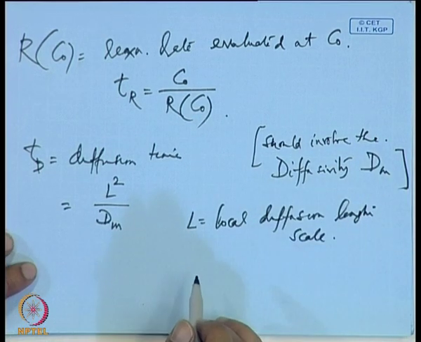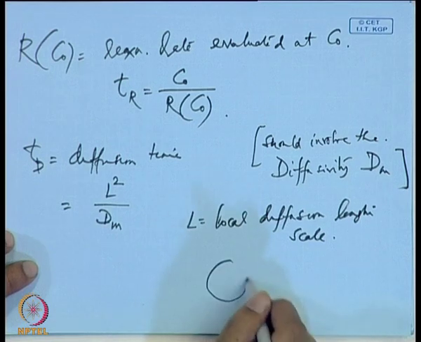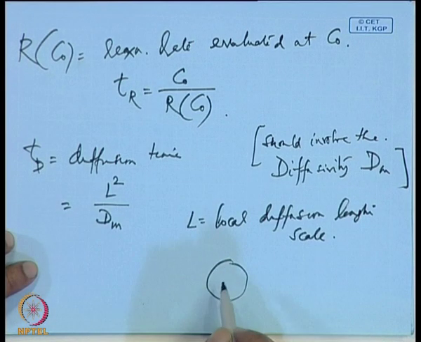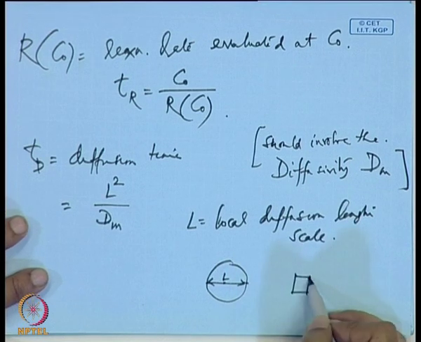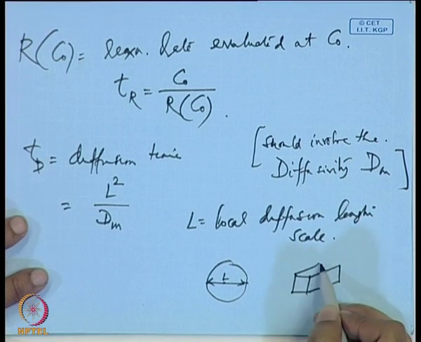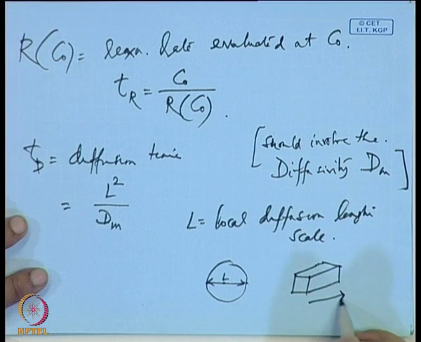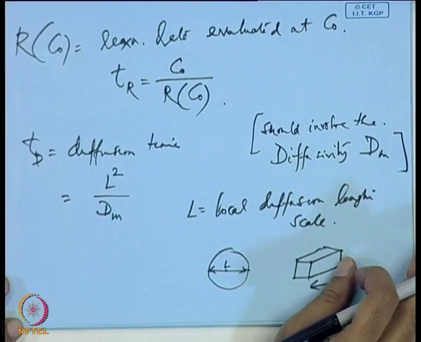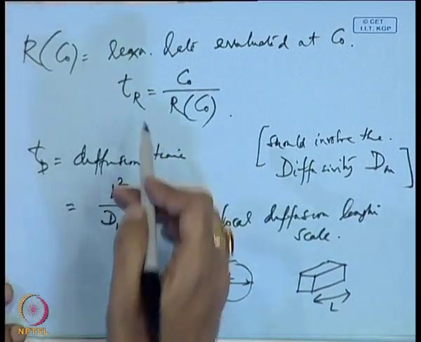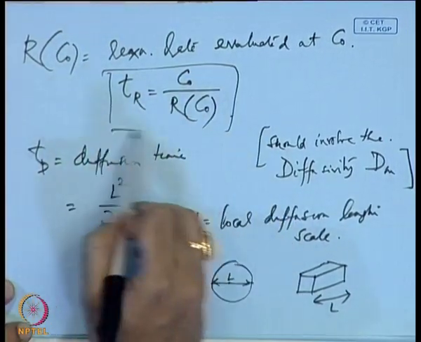Okay. So, if you have a catalyst pellet, a spherical catalyst pellet, say L is the radius or the diameter, whichever, you can just use the diameter if you want. If you have a catalyst pellet which is like a slab, then L is the distance length along which it diffuses. Okay. So, you got this, so TR you got as this.